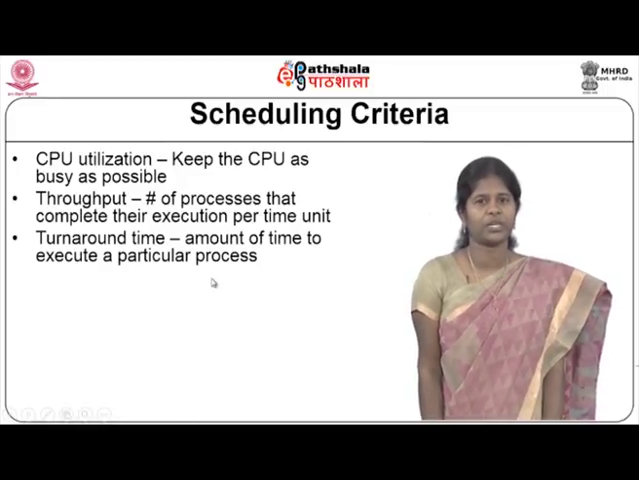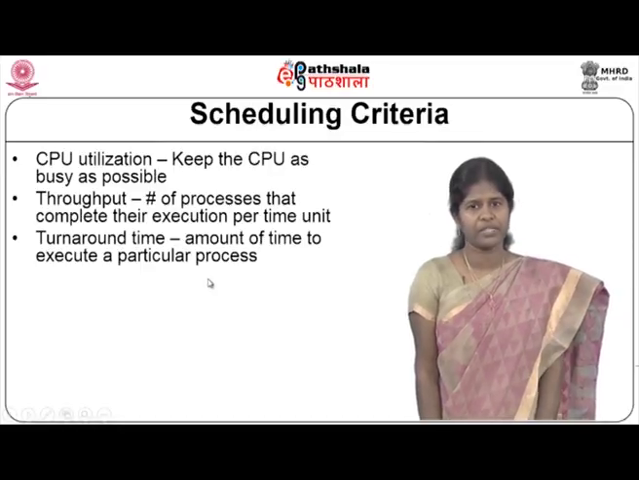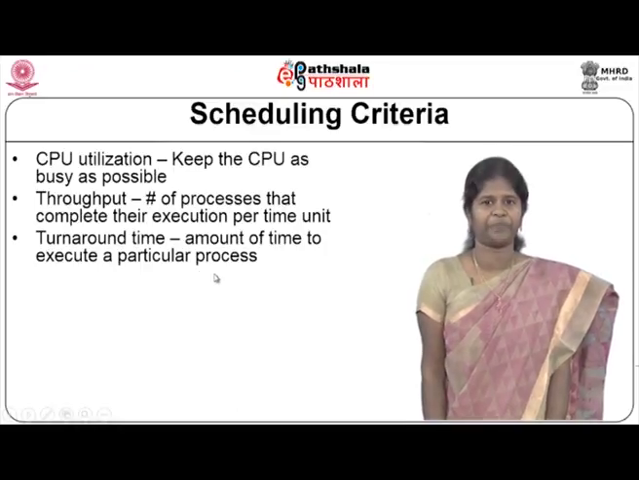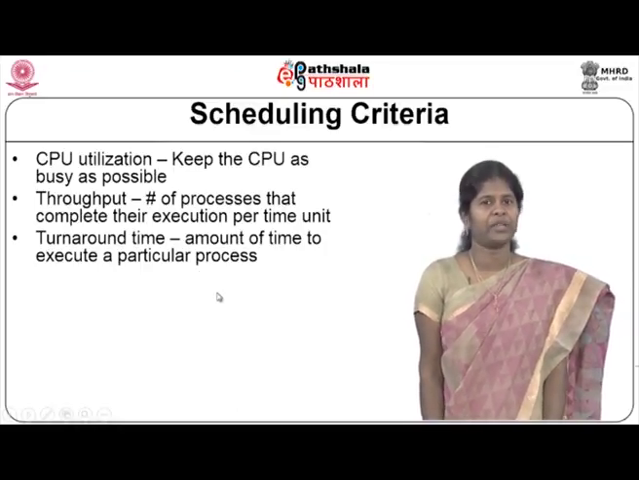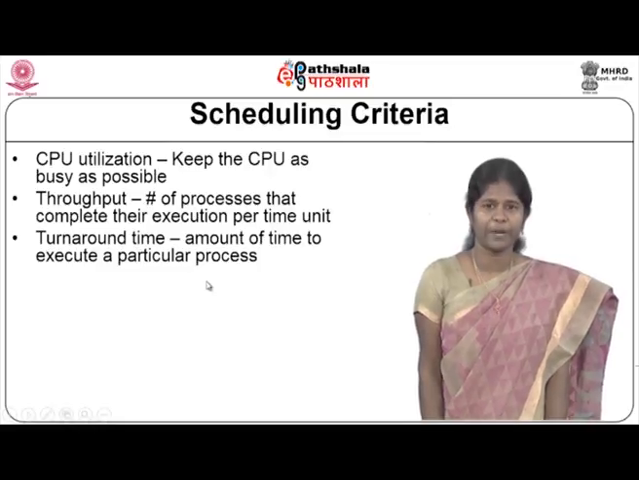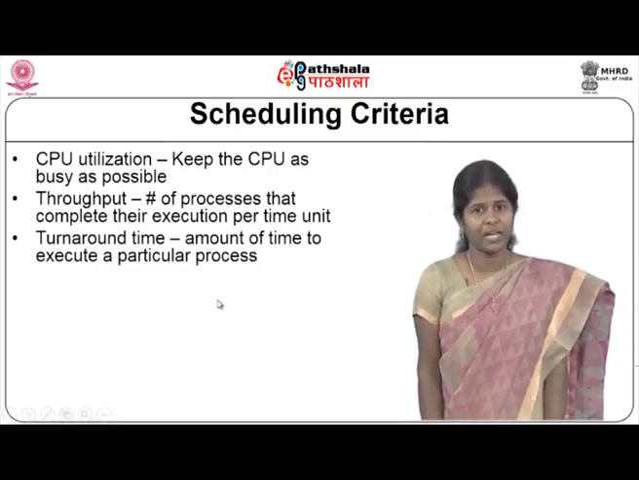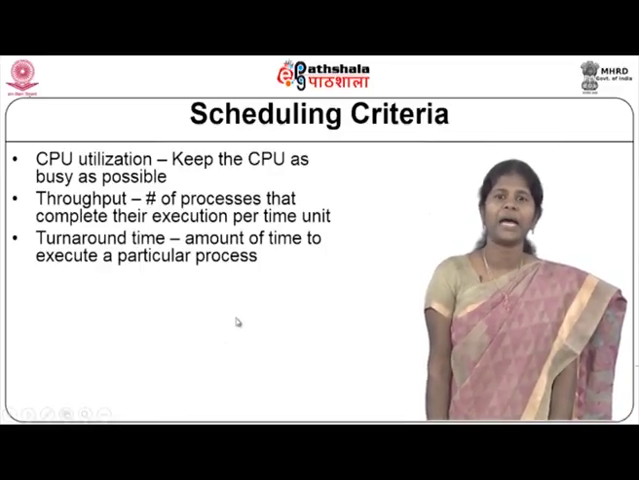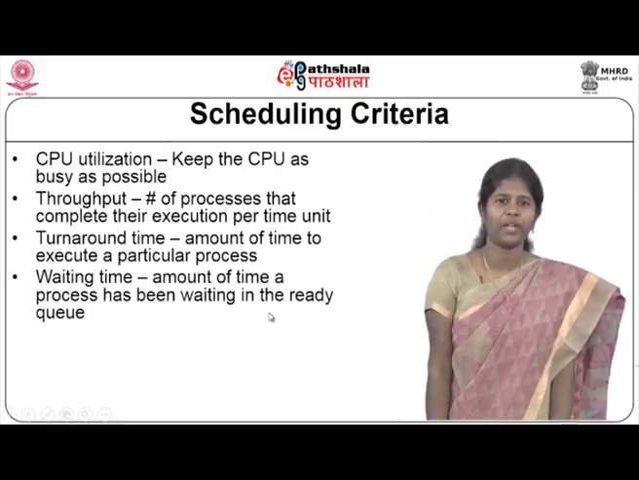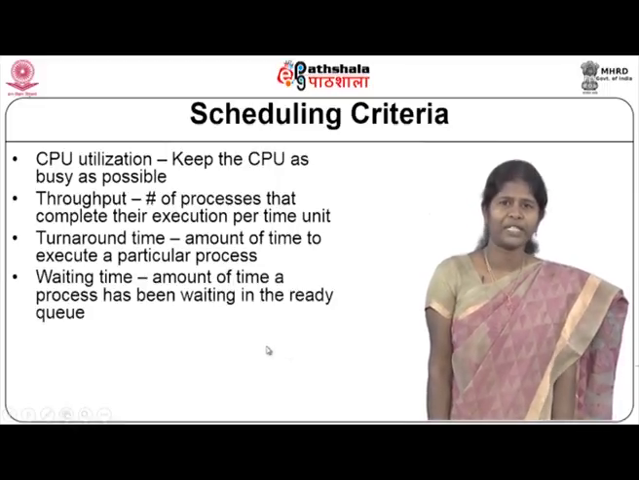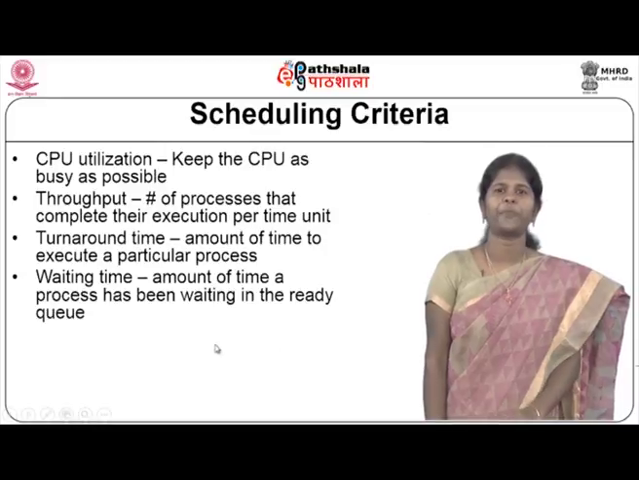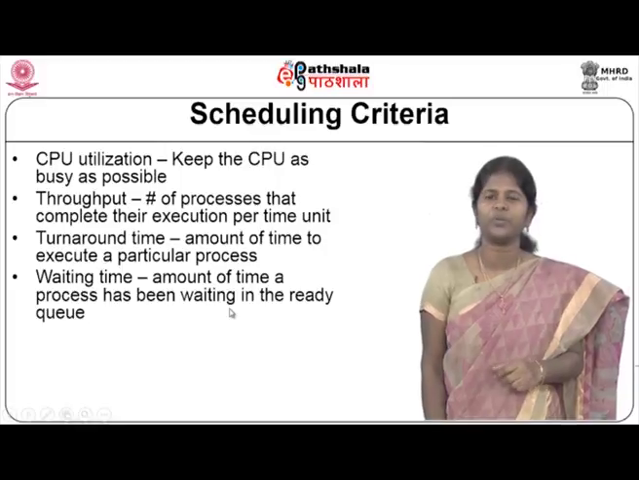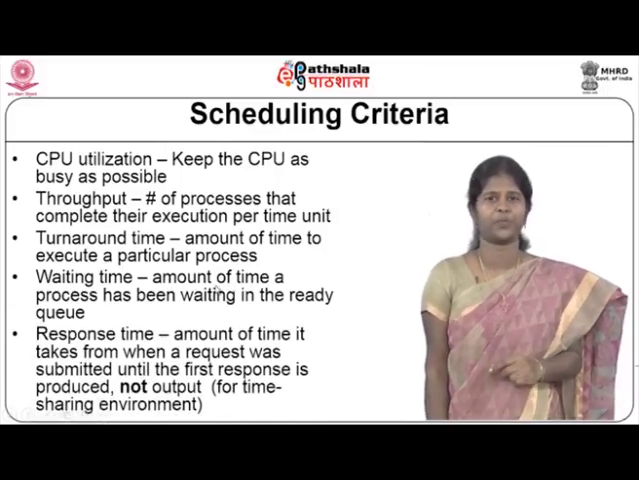The time from when a process is taken for execution till the time the process completes execution, that is turnaround time, or the amount of time required to execute a particular process. This turnaround time should be less, or the process should get completed as early as possible. Then you have the waiting time. Waiting time is the amount of time a process will wait in the ready queue, and this time again should be reduced. Then you have response time.